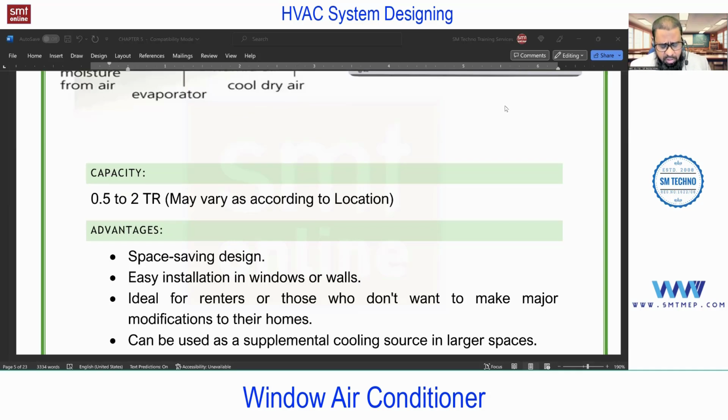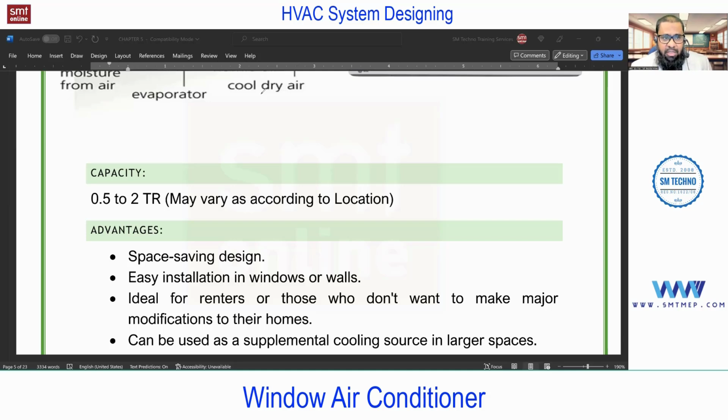I'm talking about in general. In most locations, you can find this in the range of 0.5 to 2 TR. In some locations, you may find 2.5, 3 TR also. Okay, so in general, from an interview point of view, you can use this 0.5 to 2 TR. It may vary as per location, and as per the vendor also from your location.